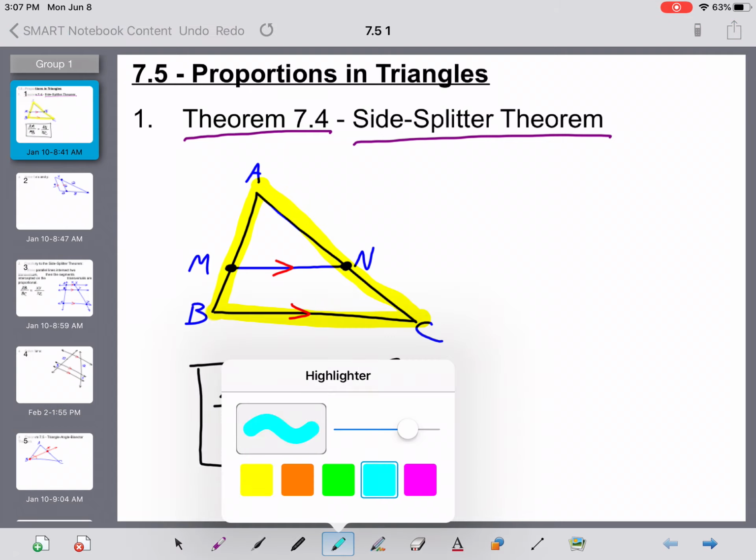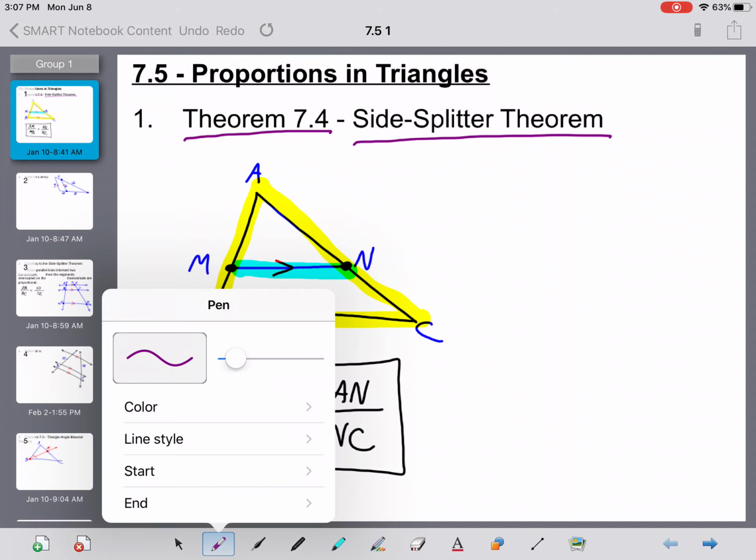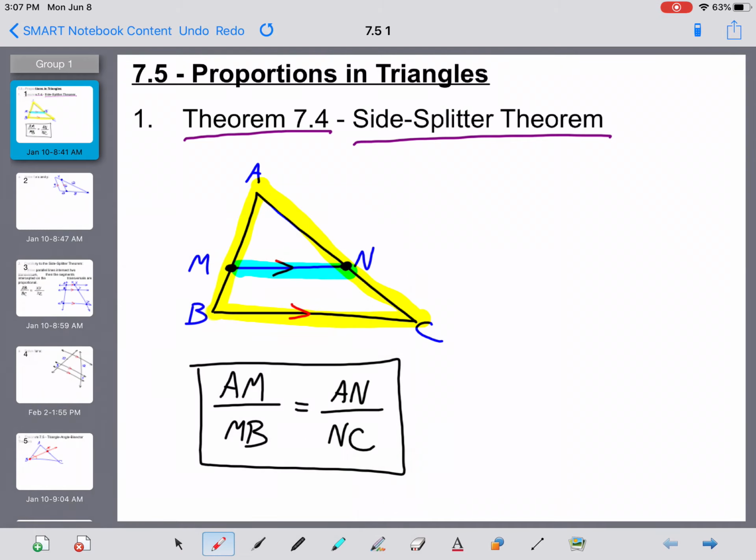And now what we're going to do is draw another line segment within that triangle that runs parallel to one of the three sides. So M and N are kind of just random points chosen on AB and AC. And if we draw it carefully so that line segment MN is parallel to BC, which is indicated by these red arrows right here, indicating that those lines are parallel.